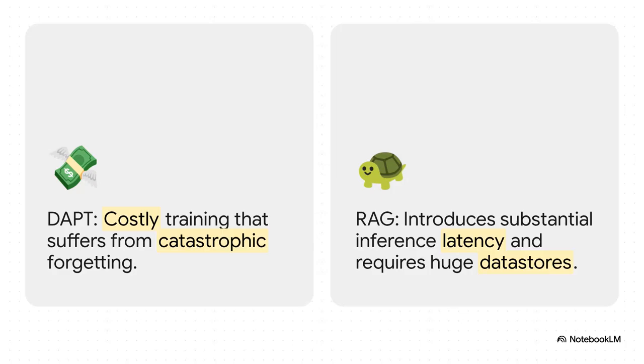Okay, so on one side you've got DAPT. You can think of this as sending the AI back to college to get a new degree. It works, but it costs a fortune in computing power, and the AI tends to forget a lot of its general knowledge. Then on the other side, you've got RAG. This is more like giving the AI a super fast internet connection to a giant library. It's flexible, but it's also really slow and needs these massive external hard drives to work. So you're forced to choose. Do you want something powerful but forgetful, or flexible but slow?